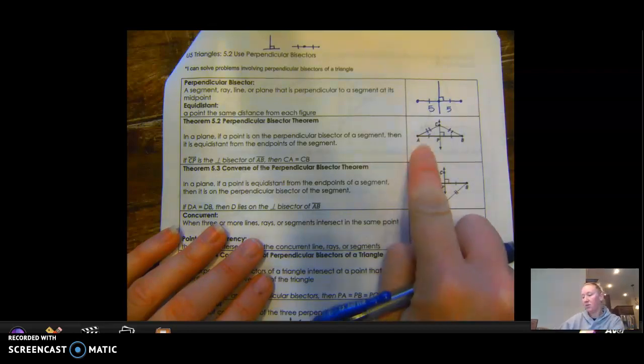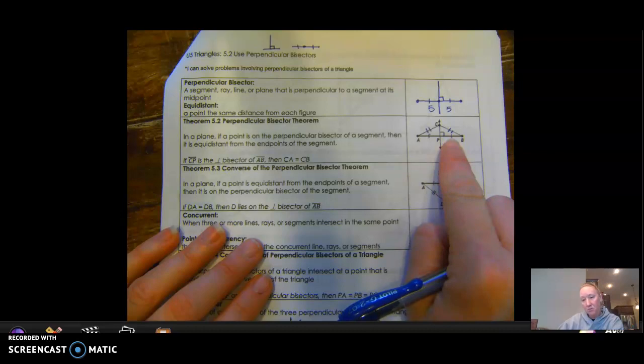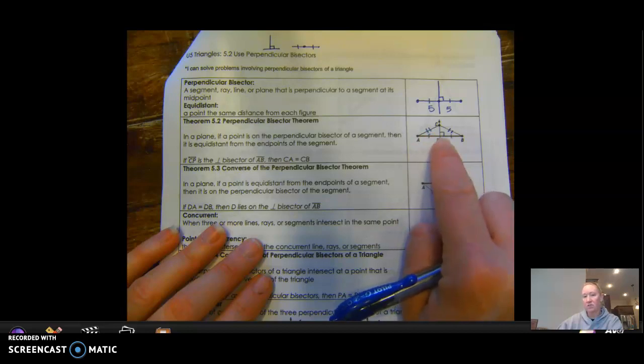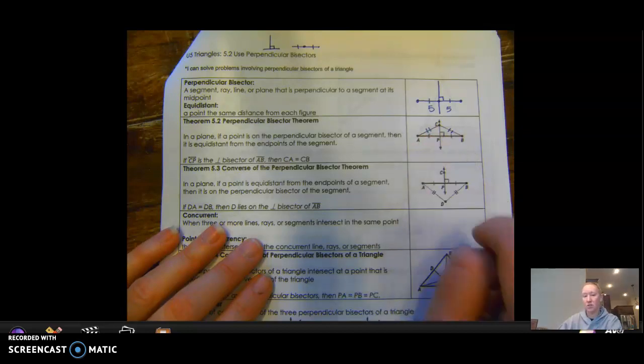And if you notice, what you have created there are two right congruent triangles by hypotenuse leg. The hypotenuse and a leg is congruent, and it's a 90-degree triangle. So we have two congruent triangles.